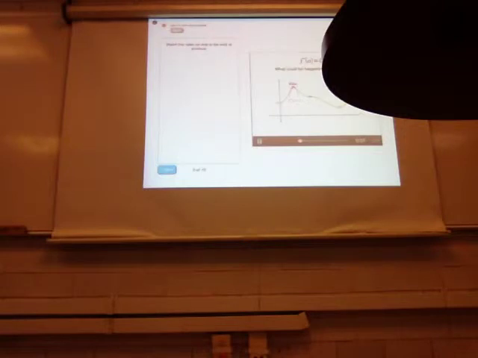Another way to see if a point is a local maximum is to look at the derivatives immediately on either side of the point. Immediately to the left of this point, the function is increasing and the derivative is positive. But on the other side, the function is decreasing and the derivative is negative. So from these facts, we can again say that this point is a local maximum.